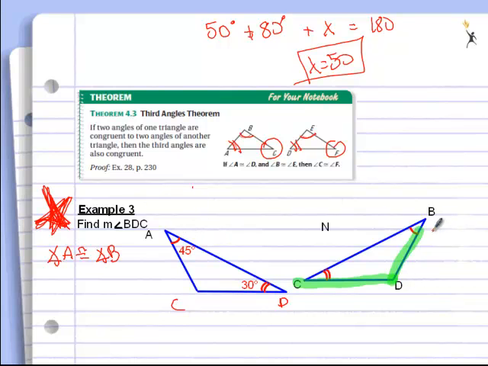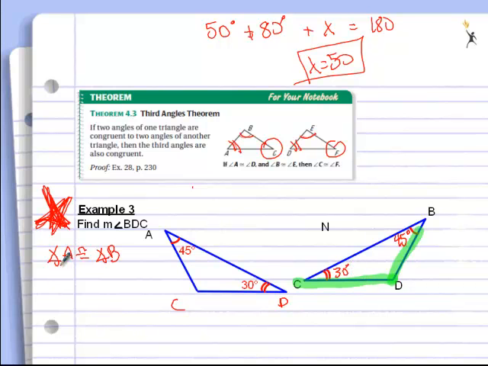Because of those little congruency marks. This angle is 45. I can see that angle A and angle B both have congruency marks, which tells me that angle B is 45, which means angle A and angle B have to be congruent. Well, now those are the only other congruency marks I have. Not true. I can see right away that this angle and this angle are congruent. If this angle is 30, then this angle has to be 30.